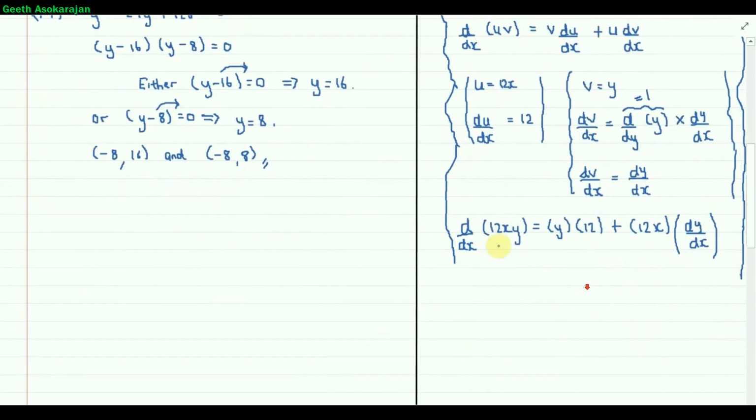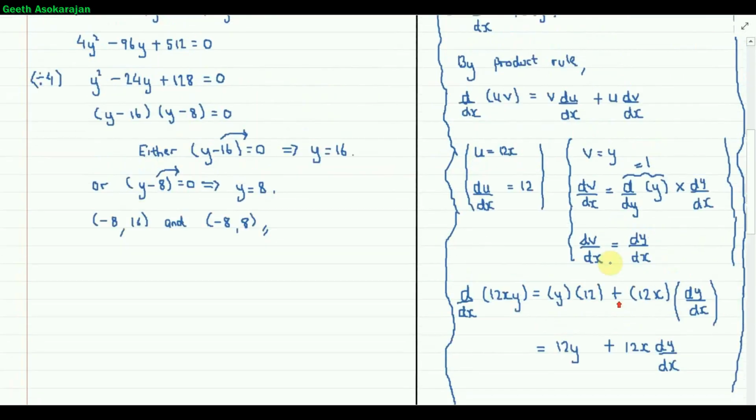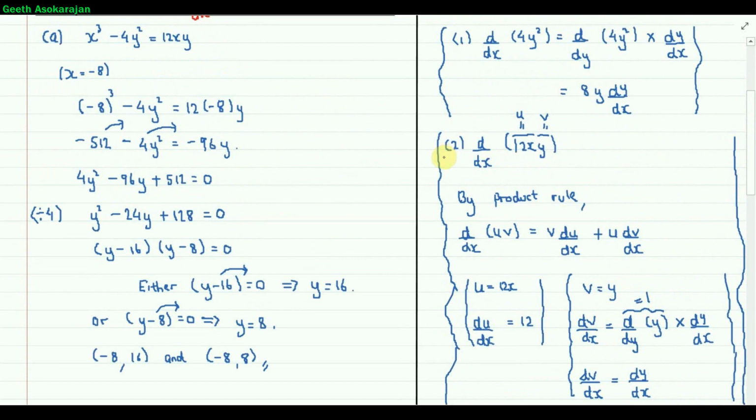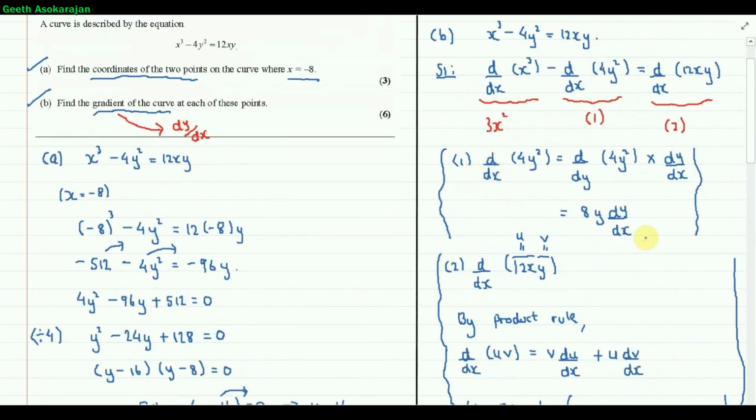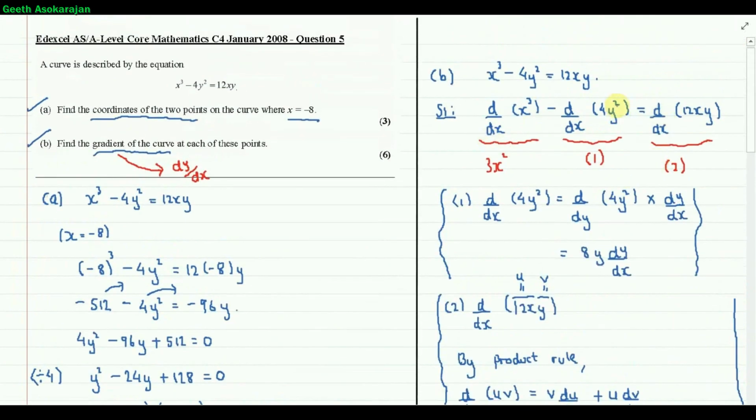So this is what we'll get as a result of the replacement into our product rule. Let's continue. 12 times y is 12y, plus 12x times dy over dx. Let me leave it as 12x dy over dx. So that should be the answer to number 2, and we have the answer to number 1. Let's incorporate that in the main calculation step here.